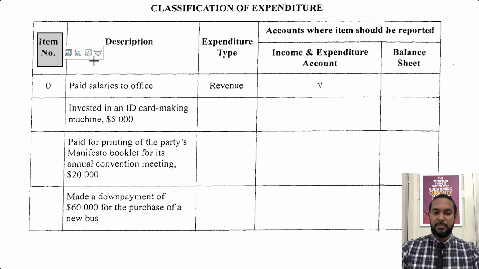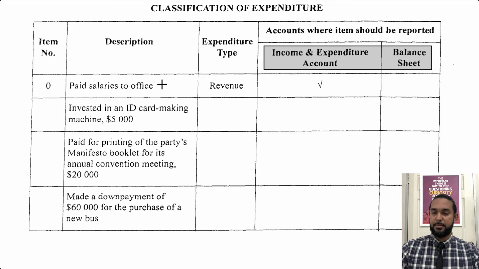Item numbers. So there's an item 0 as the example, description, right? Expenditure type. So that's where you're going to put whether it's capital or revenue expenditure, and the account where the item should be reported. So it's either in the income and expenditure account, right? Their version of the income statement, or the balance sheet. And I hope you can see that little check mark there, right?